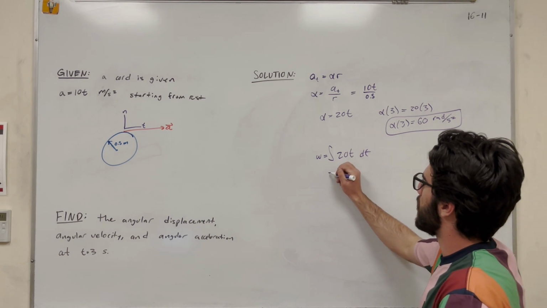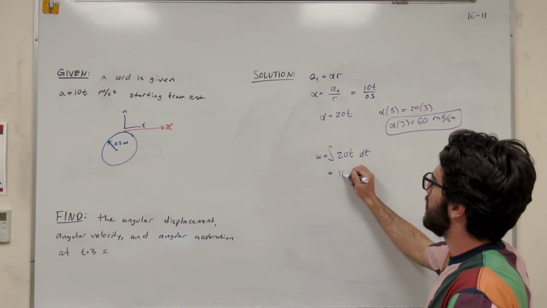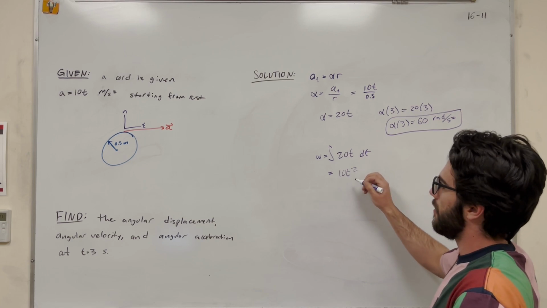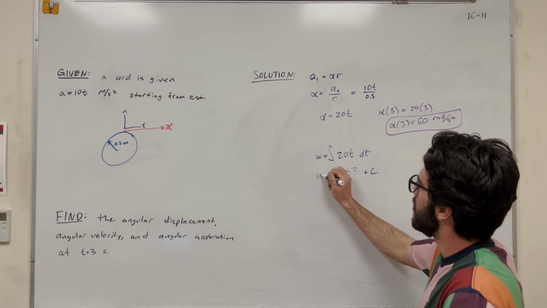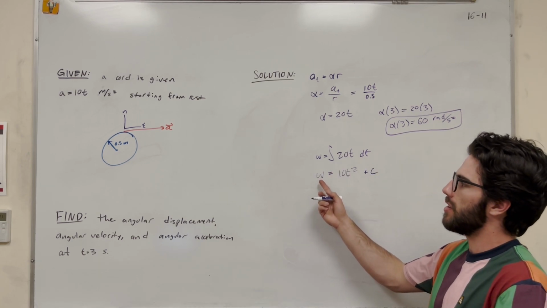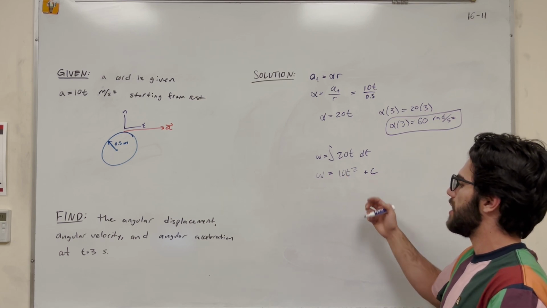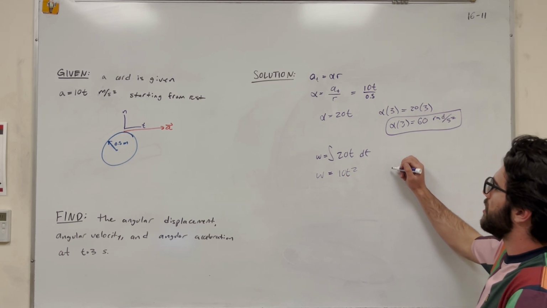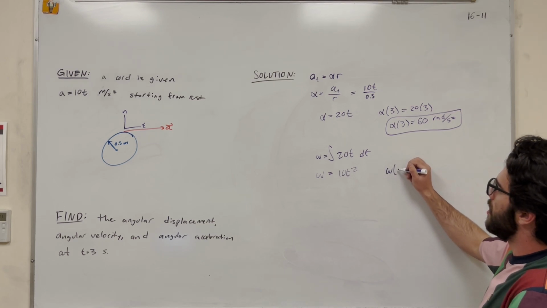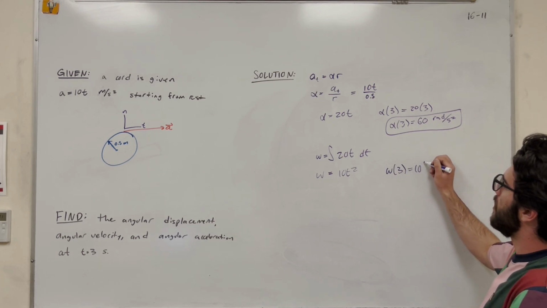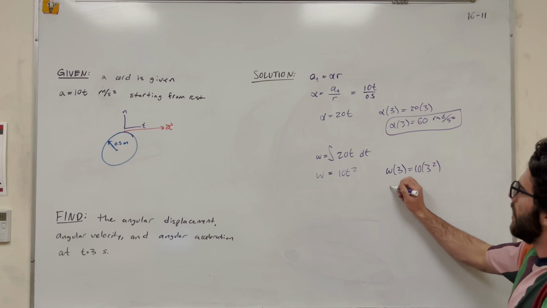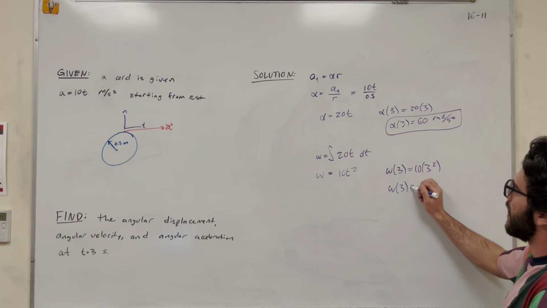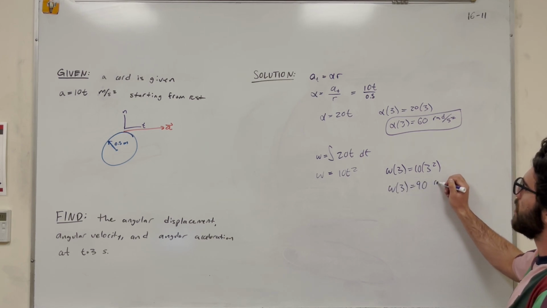Then we solve this integral, and that becomes 10t squared. If we add a plus c, we know our initial angular velocity is 0, so we find that c is equal to 0, and it's just going to become this. If we want to find it at 3 seconds, we simply plug in 3, so it becomes 10 times 3 squared. We find that angular velocity at 3 seconds is equal to 90 radians per second.